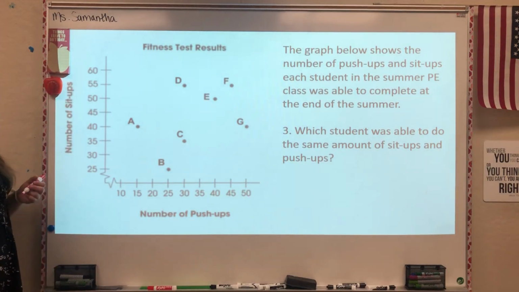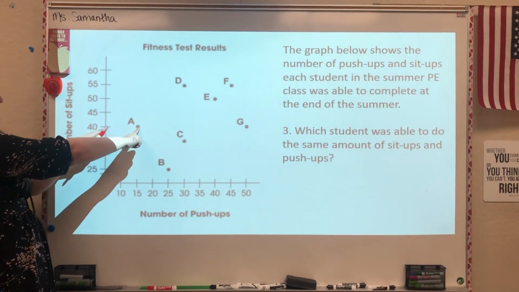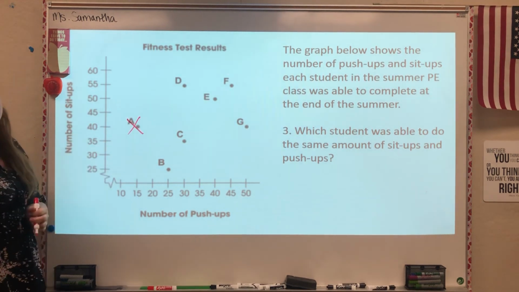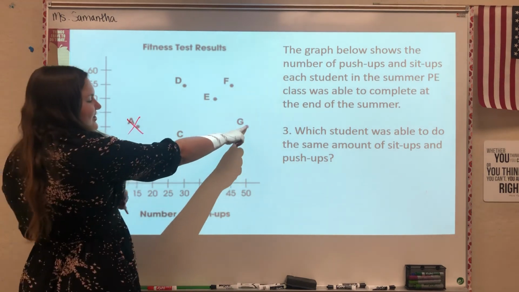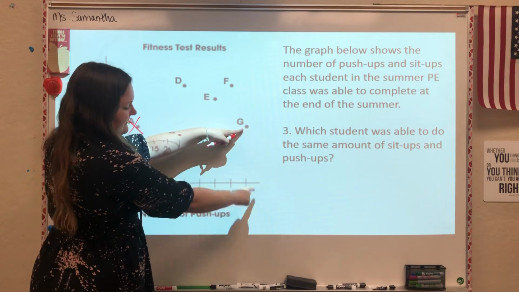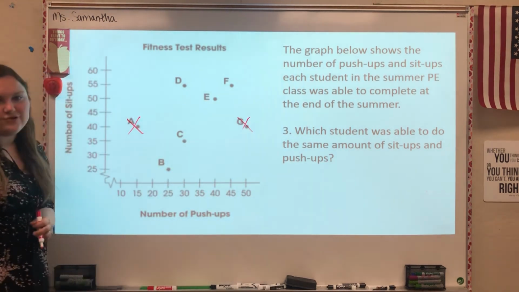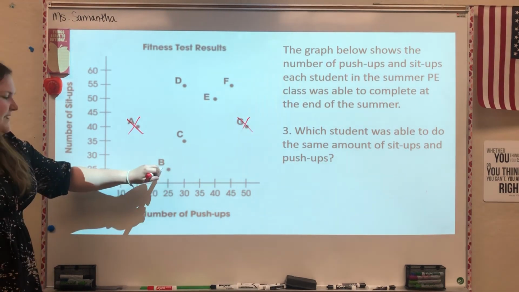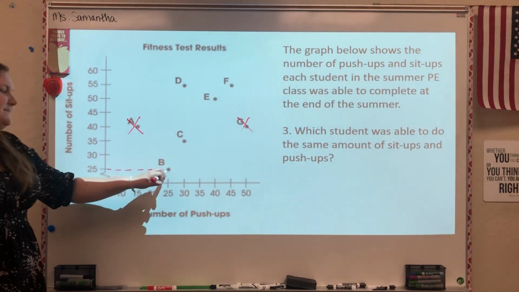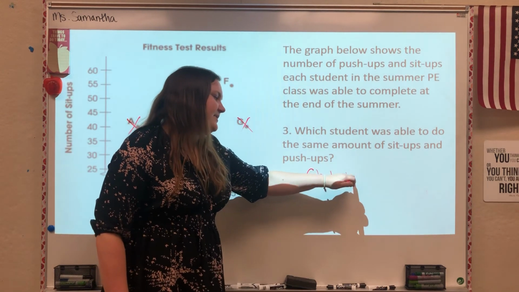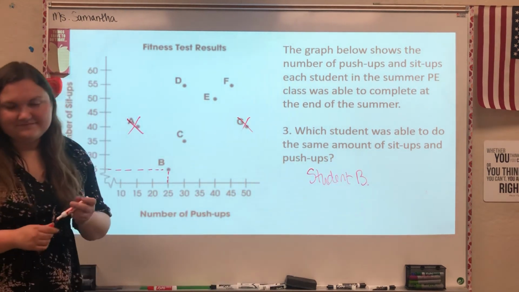So for example, I could check by saying, well, A is right here. A did 40 and 15. It's not the same. So I could eliminate A. Maybe I want to come over here and check G. G did 40 sit-ups, 50 push-ups, not G. So you keep going. Who's the student who did the same amount? Well, that would be student B. B did 25 sit-ups and 25 push-ups. So we could just say student B.